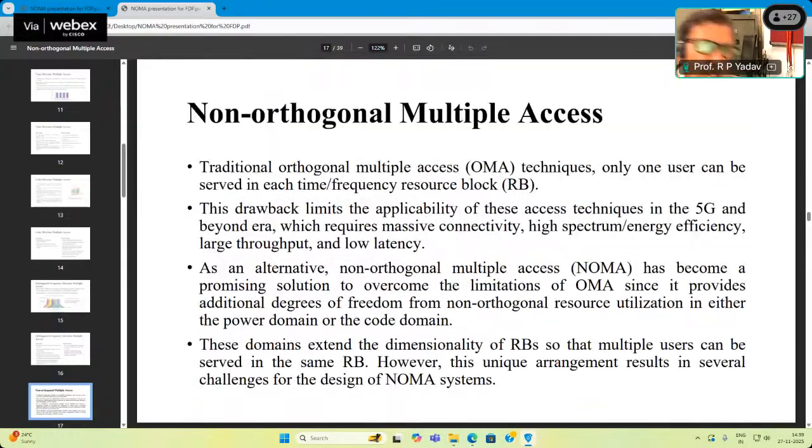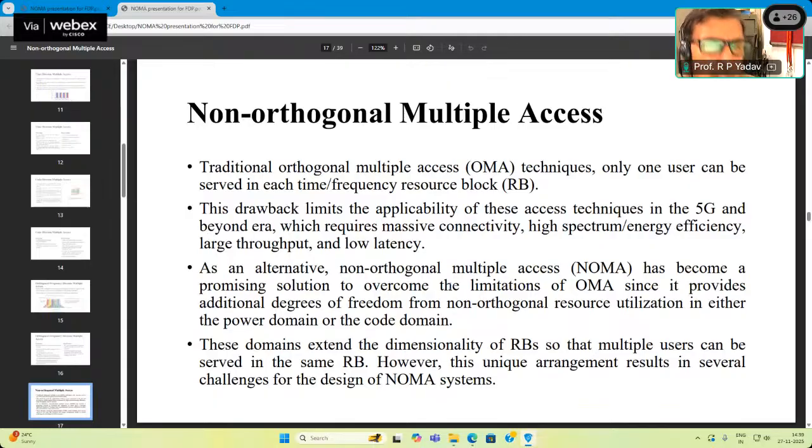Now comes non-orthogonal multiple access. We have so far talked about some of the merits of these orthogonal systems, but our main topic here is non-orthogonal NOMA. In the traditional orthogonal multiple access technique, only one user can be served in each time frequency resource, that is, resource block. This drawback limits the applicability of these access techniques in the 5G and beyond era, which requires massive connectivity, high spectrum energy efficiency, large throughput, and low latency.